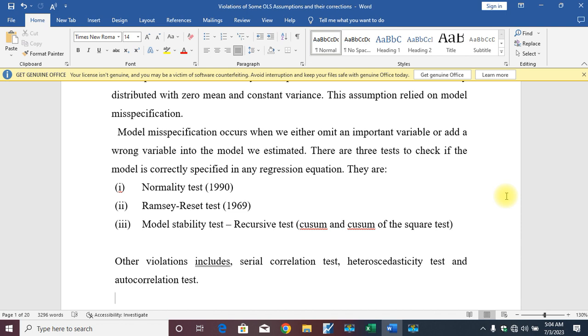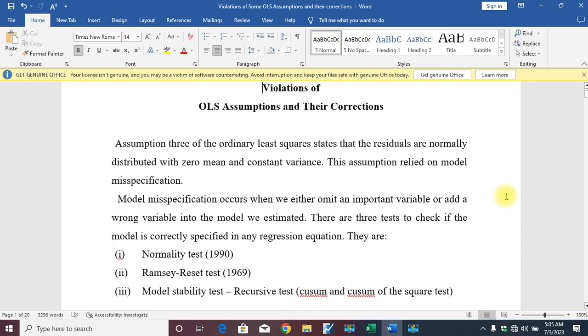So in the video on violations of OLS assumptions, I'm going to split it into two parts. The first phase of this video will capture how to identify normality of the residual, how to identify the correctness of the model, how to identify the stability of the equation. While the second phase of the video will capture how to identify the presence of serial correlation, how to identify the presence of heteroscedasticity, how to identify the presence of first order autocorrelation and multicollinearity. So I want you to stay tuned to my video and enjoy it while it lasts.